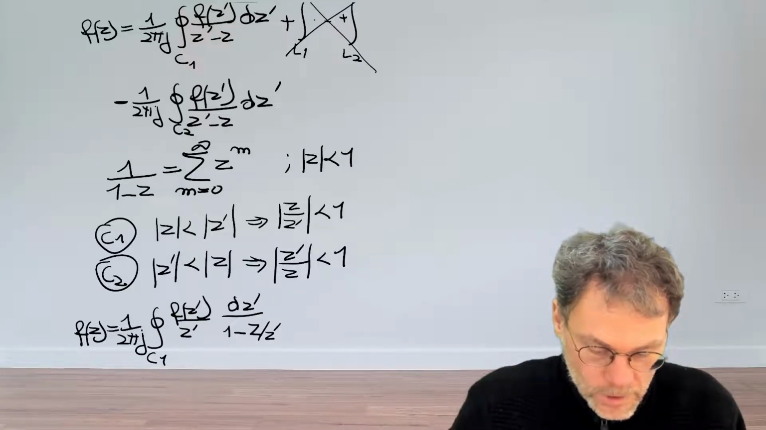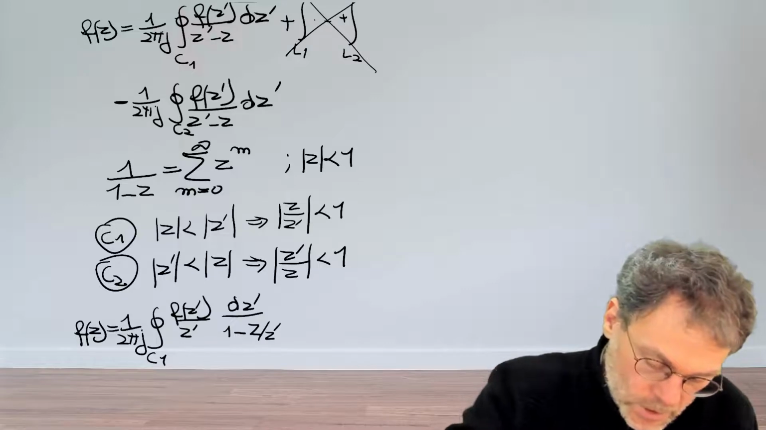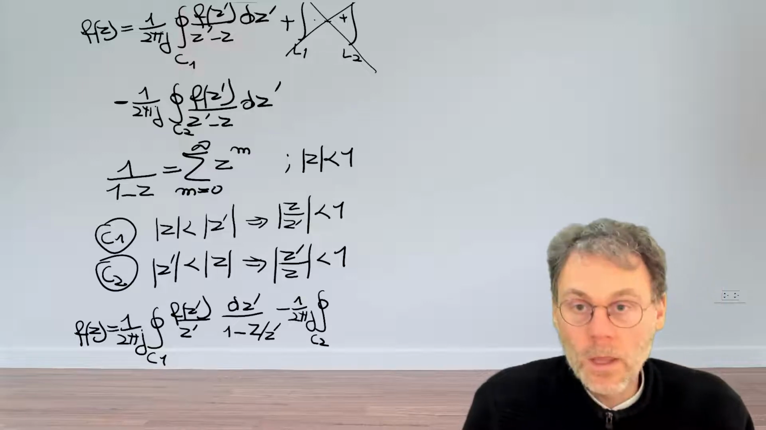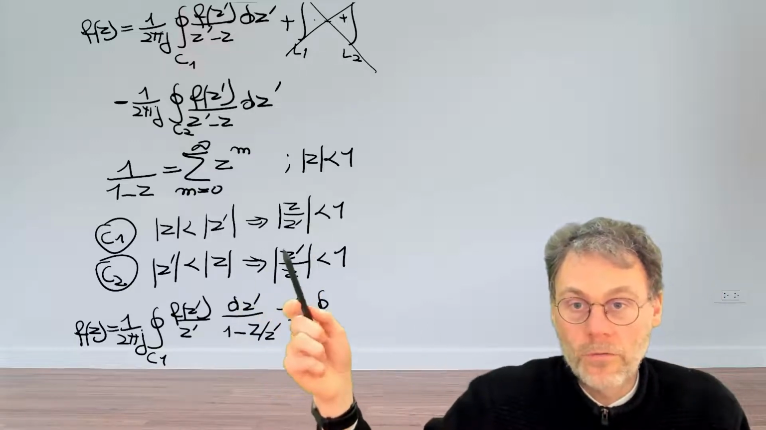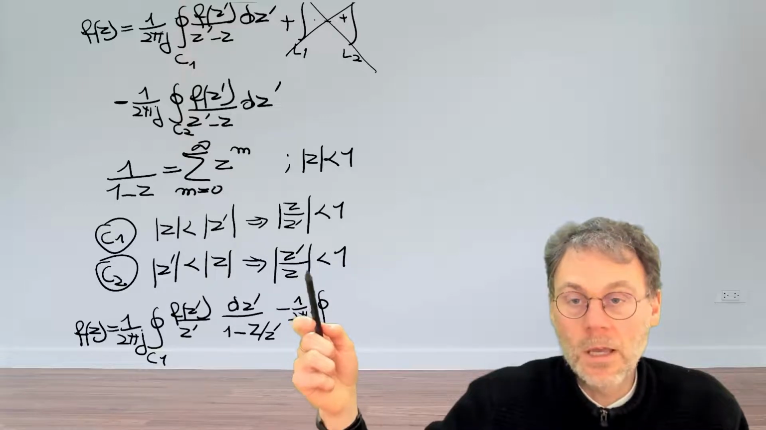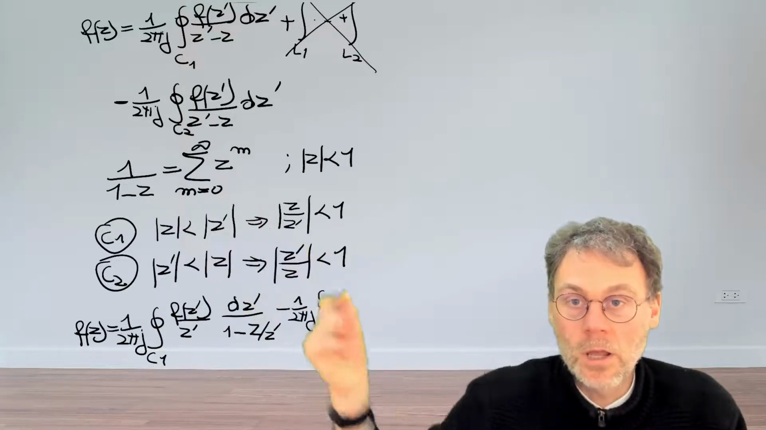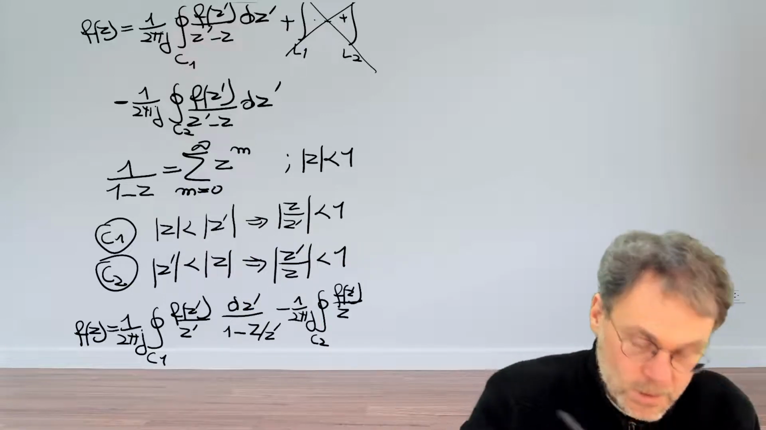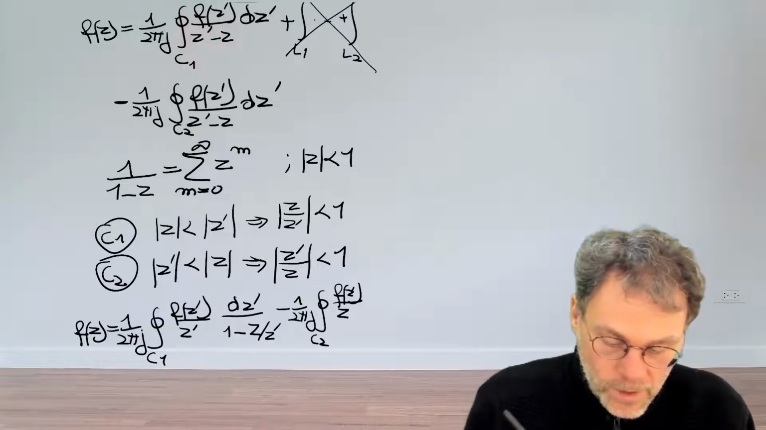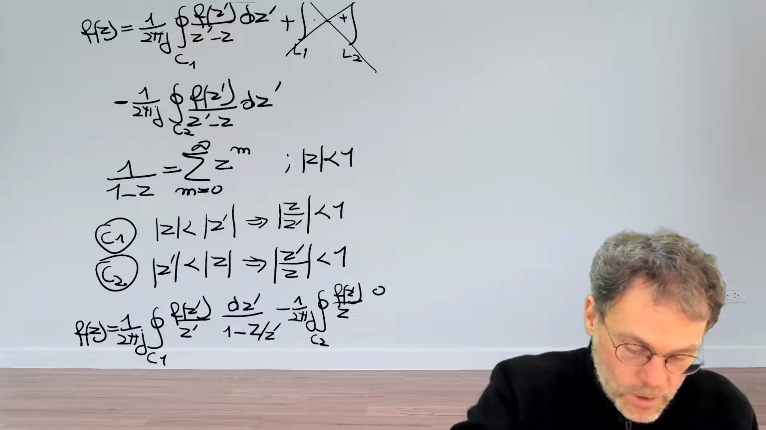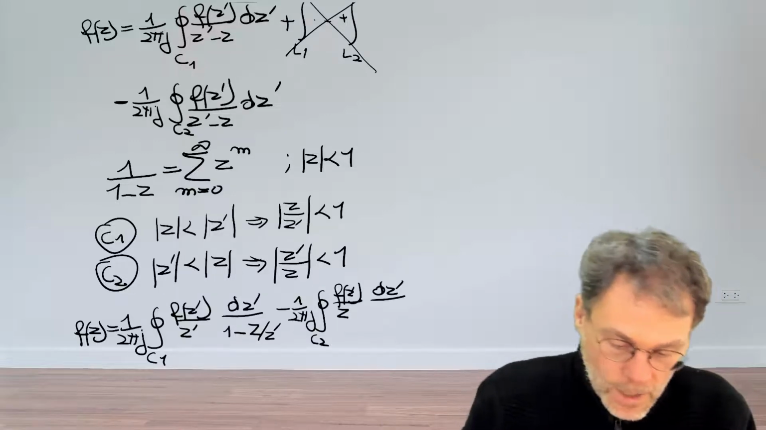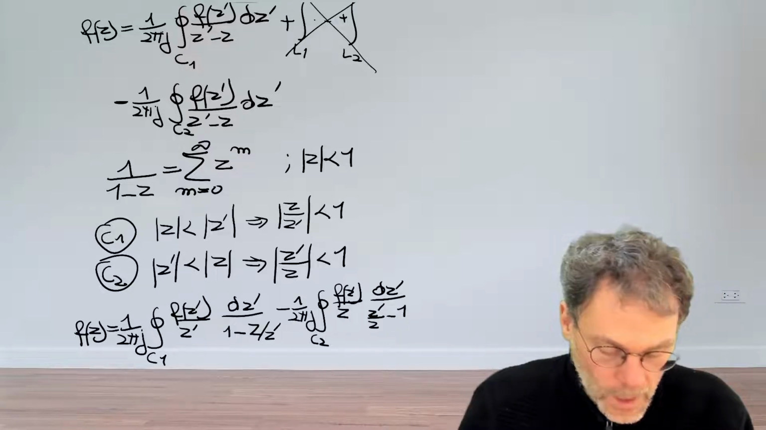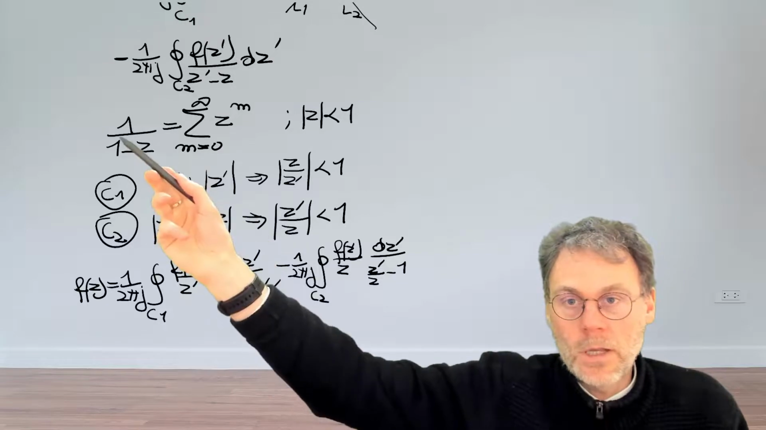Good. Obviously, we also have a second term, so that's minus 1 over 2 pi j, the integral over C2. But in this case, the roles are reversed, and we need to divide everything by z in order to be able to use this formula here. So now we're going to have f of z prime over z, right? And if we divide everything by z, we end up with dz prime, and then we have z prime over z minus 1, which is almost in this particular form here.